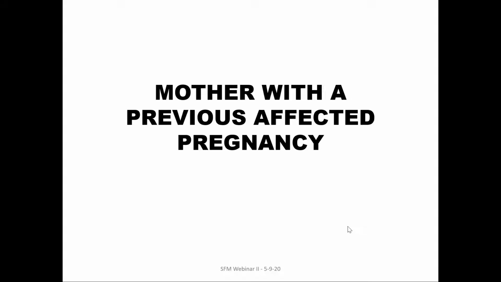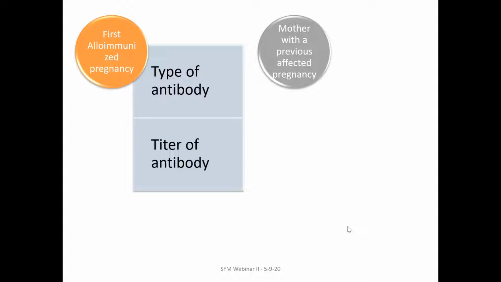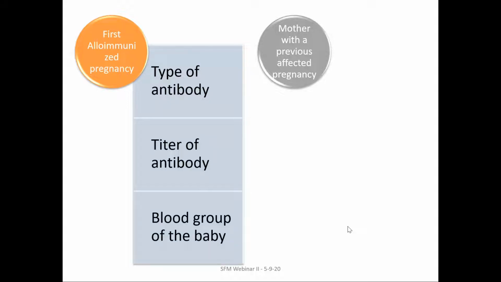So what we've discussed so far is, as I said, managing a fetus with the first alloimmunized pregnancy. Now let's see how it is different when we are talking in terms of a mother with a previous affected pregnancy. Now, the essential difference between a first alloimmunized pregnancy and a mother with a previous affected pregnancy is the fact that when it is a first alloimmunized pregnancy, the fetal effects, as we said, would depend upon the type of the antibody, the titer of the antibody, and the blood group of the baby.